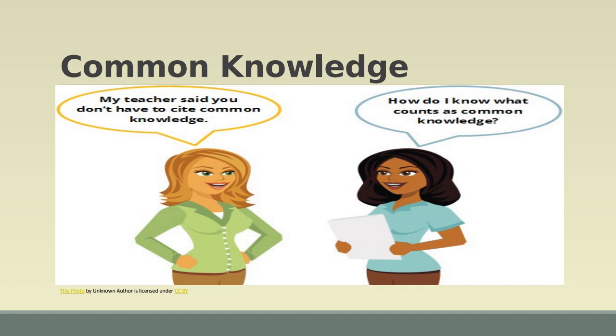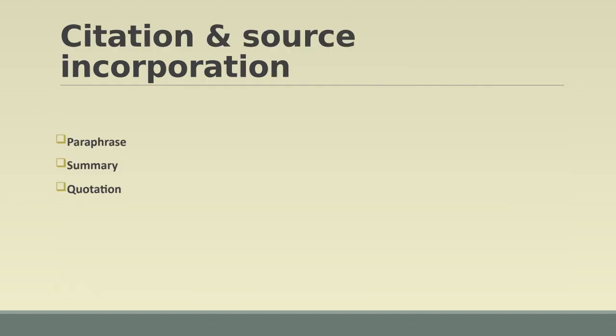So, citing source, citation and source incorporation. How do we do so? How do we cite? We have looked at the methods. Now we have to have some techniques that we use to cite appropriately. These are the three techniques that we should use in our academic writing. The first technique is paraphrasing. The second one is summarizing. And the third one is quotation. Okay?